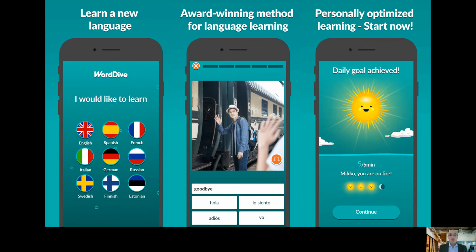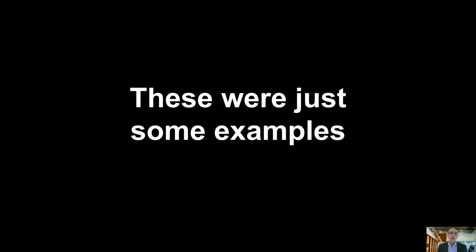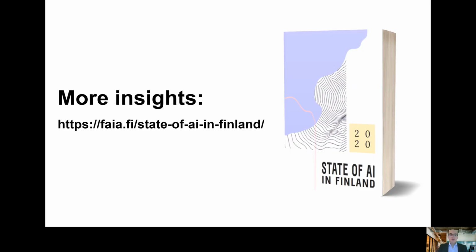Another example from consumer context is WordDive. So this application is helping individuals to learn new foreign languages, and the application is leveraging machine learning technologies or AI technologies to personalize the training or the course offering for each individual person. So these were just some examples, but it gives you an idea of a very wide range of applications of AI technologies. And we will be happy to invite you to access more examples and get more insights in relation to State of AI in Finland, which is a report that has been published by Finland's AI Accelerator. So there are more examples there.